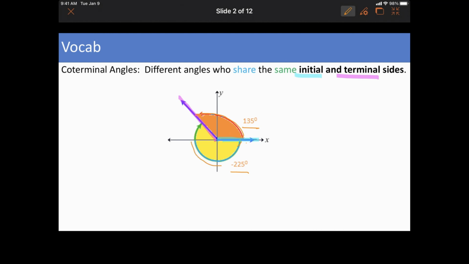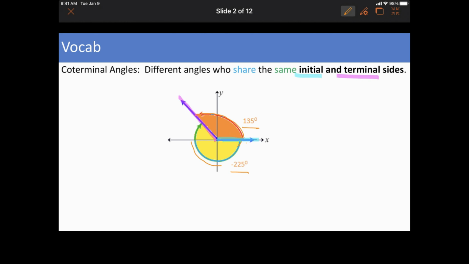So these two angles would be considered coterminal. Different angles that share the same initial and terminal sides. And because of it, they also have the same reference angle. Right, so let's look at this. Are these the only two? Can I write other angles that have the same initial and terminal sides as these two?